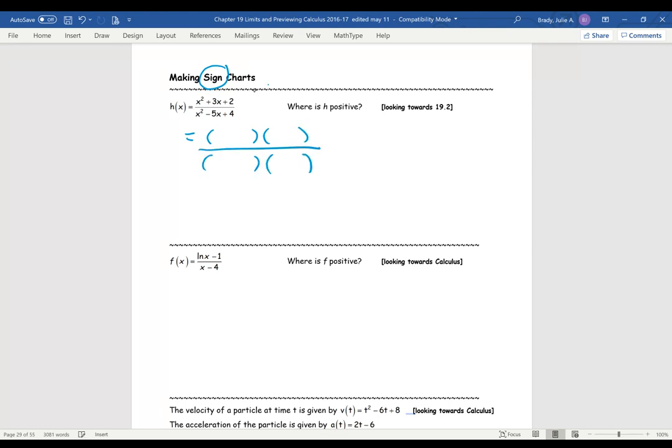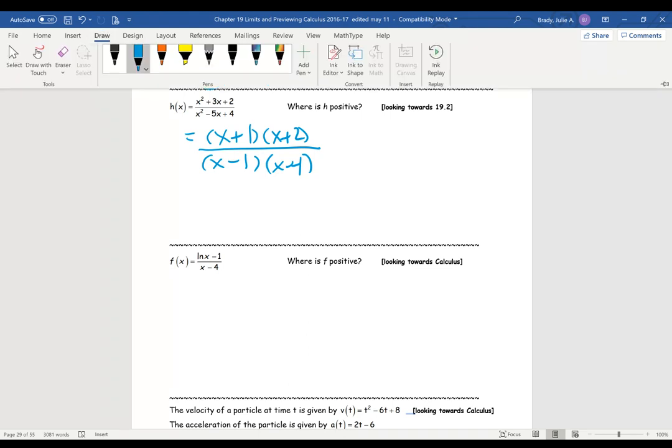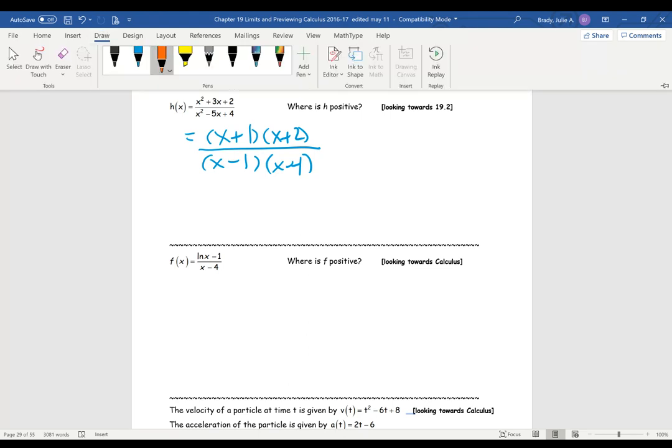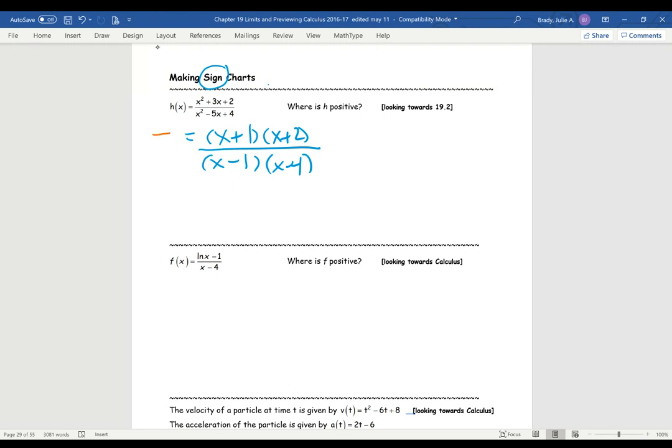So you factor the numerator. I think you get x plus 1, x plus 2. You factor the denominator. I think you get x minus 1 and x minus 4. So the candidates that we want to put on our sign chart, the numbers that are important, are the numbers that make the numerator 0 or the denominator 0. What numbers are those? We're going to put on negative 1, negative 2, and we're going to put in 1 and 4.